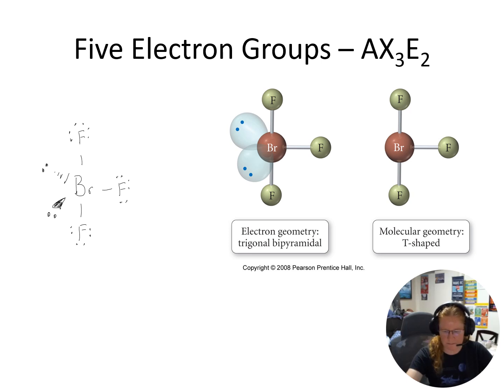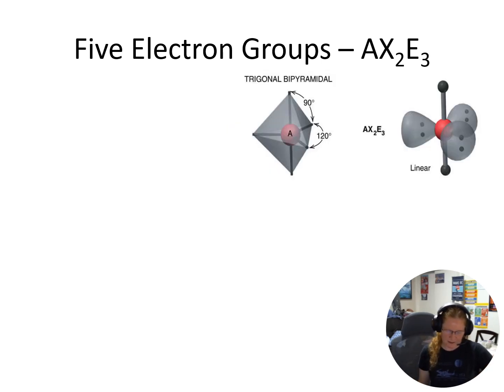Okay, well, we have one more equatorial region left. So I can pull that off. And I can add on a lone pair there. So now what do you think we have left? Our 1, 2, 3 atoms are now in a straight line. Okay, so this is our last one we can do with our 5 electron groups.